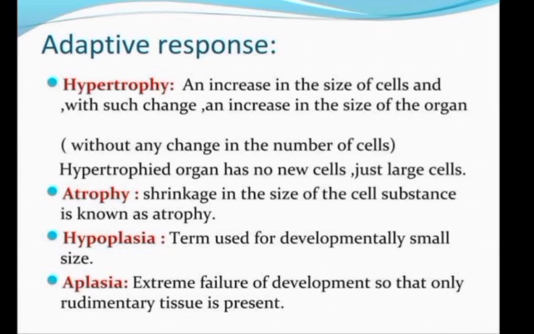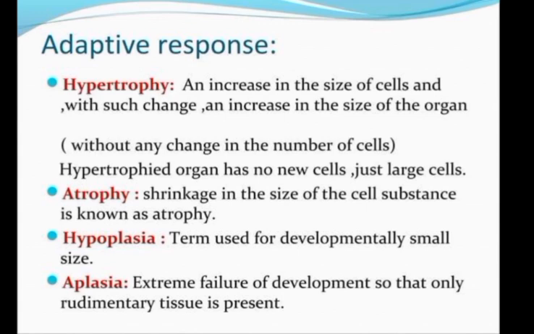Hypertrophy is a cellular adaptation. In hypertrophy there will be increased size of cells, for example in pregnancy. There will be increased size of the cells. Atrophy means shrinkage in the size of the cells is known as atrophy.